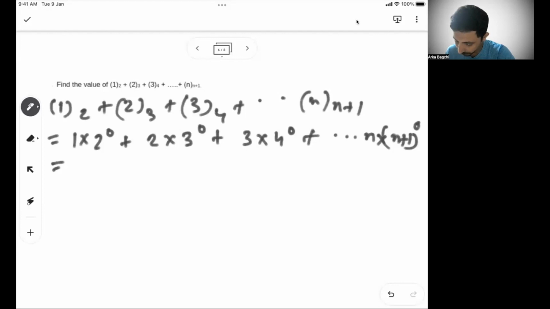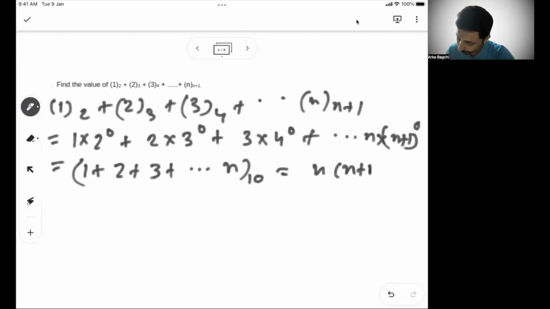So that means if I try to convert it into a decimal system, it will become 1 plus 2, because 1 into 2 to the power 0 is 1, 2 into 3 to the power 0 is 2, 3 into 4 to the power 0 is 3, and so on. It's n in this system. So this is nothing but n into n plus 1 by 2. Okay, so I hope this is clear. It may look complicated, but if you start converting into the decimal system, base 10, things start falling in place.